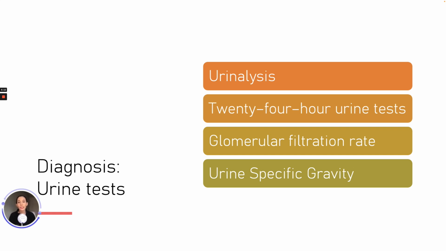So urine-specific gravity, this is a measure of how concentrated the urine sample is. A concentrated urine sample would have a specific gravity over 1.030 or 1.040.